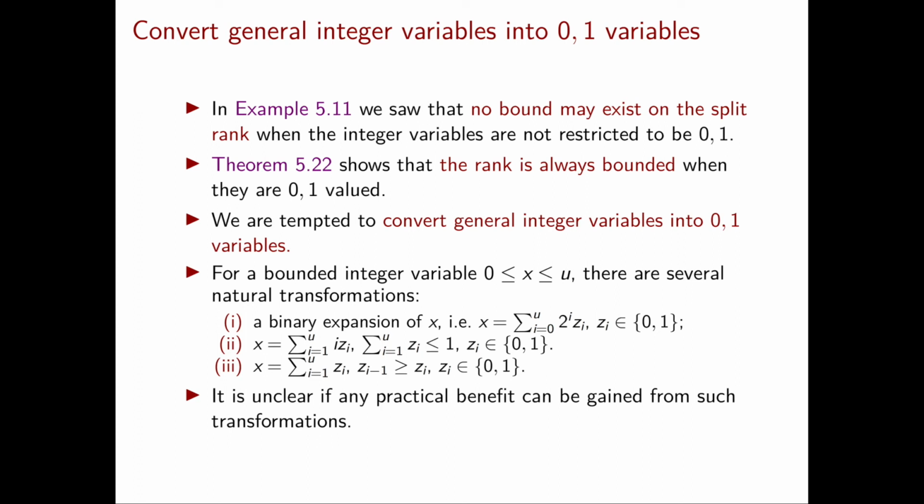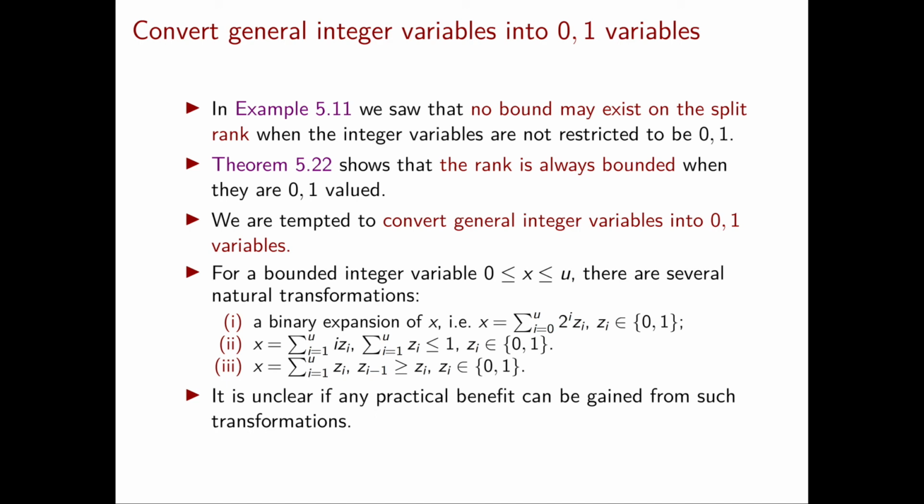And this brings us immediately to the idea of transforming in our formulation every integer variable into the sum of binary variables. And there are several ways to do so. In this way, while our original problem doesn't have a finite split rank, the new one always has a bounded split rank, and this bound will coincide with the number of variables in this new formulation. Now the question is, how should we replace an integer variable with a bunch of binary variables? Well, there are several ways of doing so.